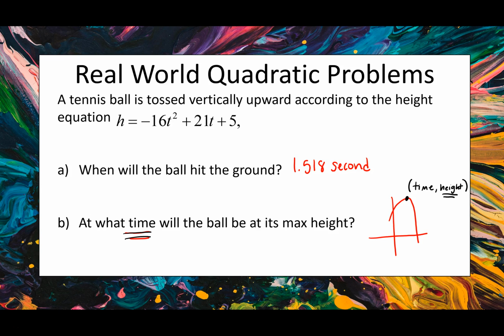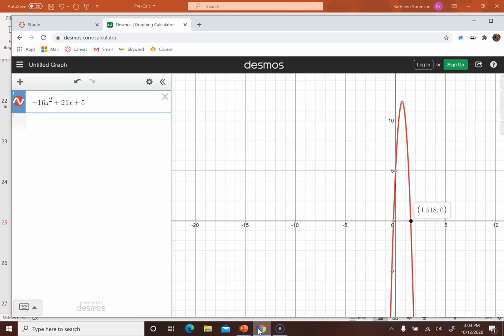So let's go back to Desmos and see what answer we've got there. Okay, here's my max, and it's going to be 0.656, 11.891. Now let's go back to this slide and write that down.